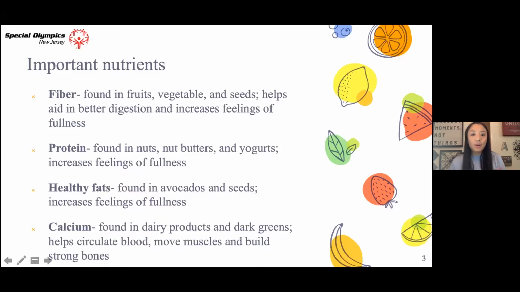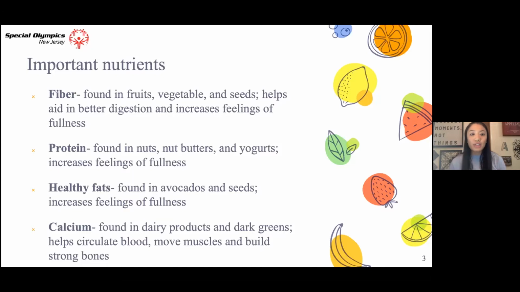Okay, and then along with those different food groups that we just discussed, there are important nutrients found within those food groups. A few to highlight include fiber, which is found in fruits, vegetables, and seeds. Fiber is important for helping to aid in better digestion and increases the feelings of fullness. So what this means is that anything with fiber in it is going to help you to feel fuller, which is definitely a great thing, because when we're picking a snack, we want the snack to be filling us up with lots of energy and making us feel good.